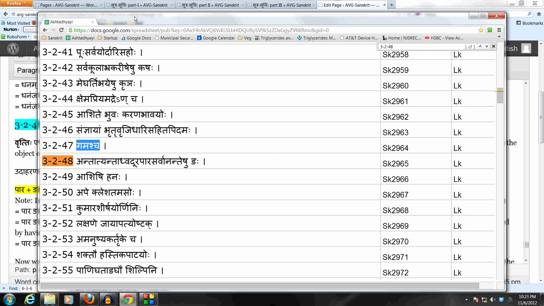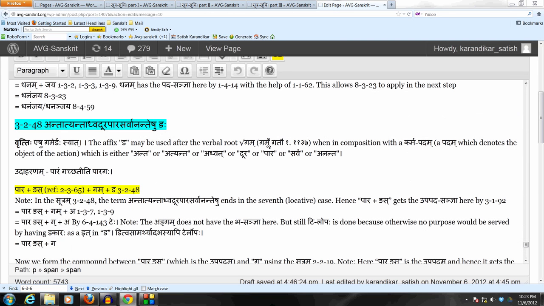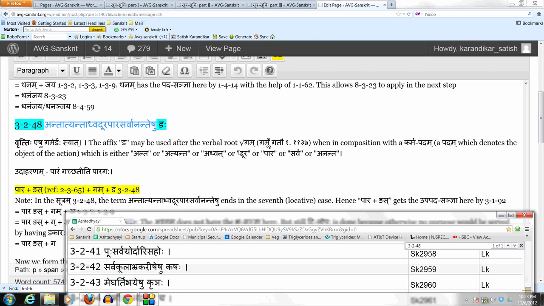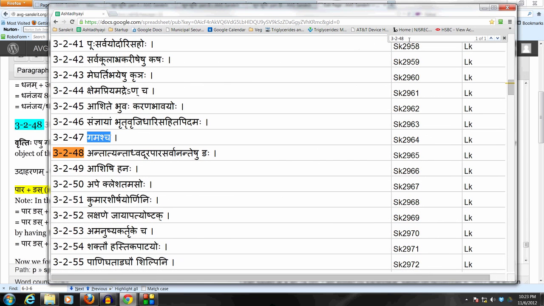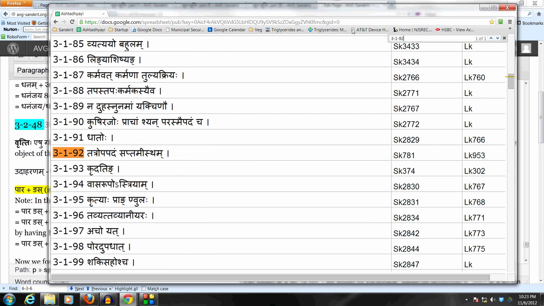Okay, now the vritti is quite straightforward. Eshu gamehe gamer dah syat. Eshu means that antatyanta dvadurapara sarvananteshu. That's saptami bahuvachanam. Saptami bahuvachanam means, we know what that means. That means that by tatrapabadam saptami stham, by 3192, one of these terms should be the upapadam. Then only this dhatu gam can take this affix da.